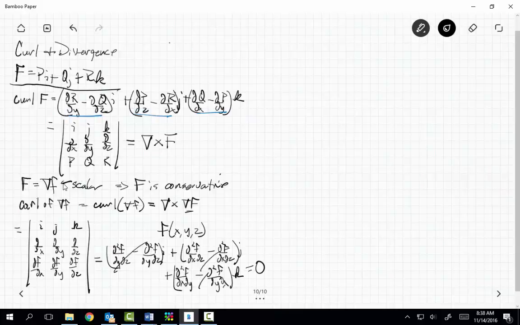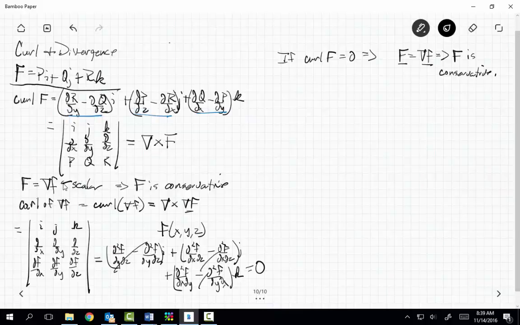So what this really says is if the curl of F equals 0, that implies that F equals the gradient of f. So F, the vector field, equals the gradient of a scalar field, which implies what about F? It implies it's conservative. F is conservative. That's pretty awesome, isn't it? That's another really useful tool.